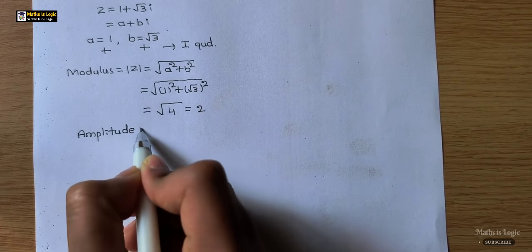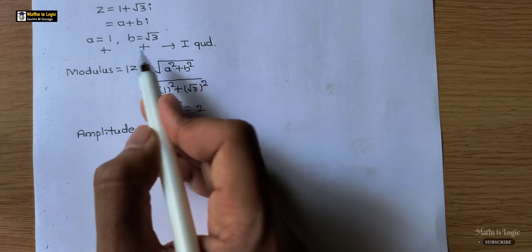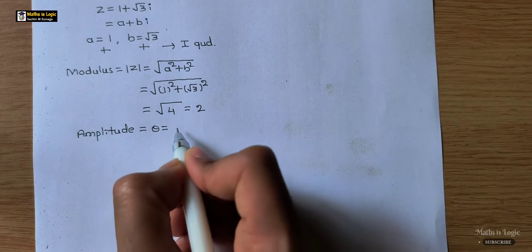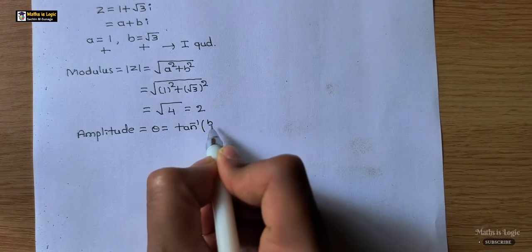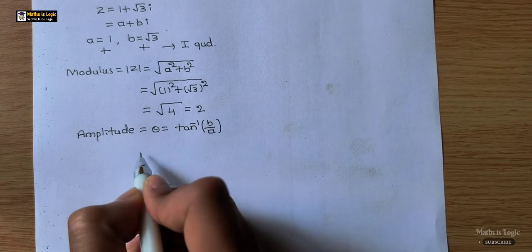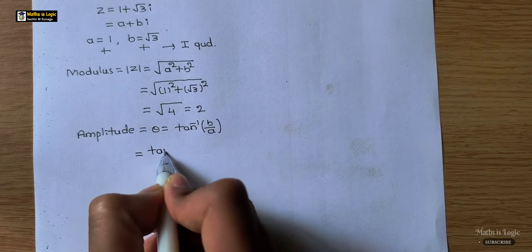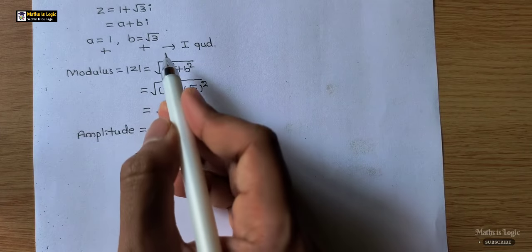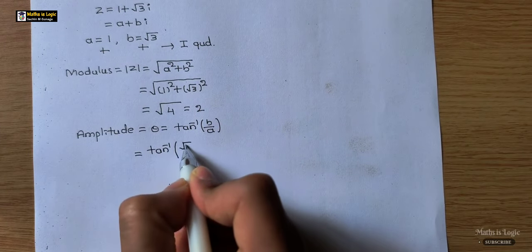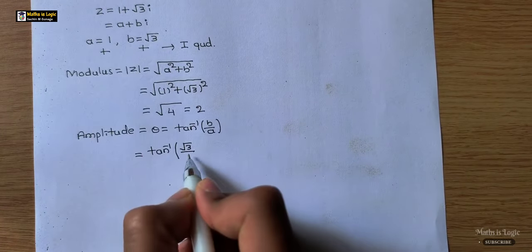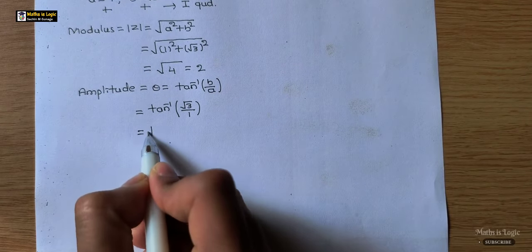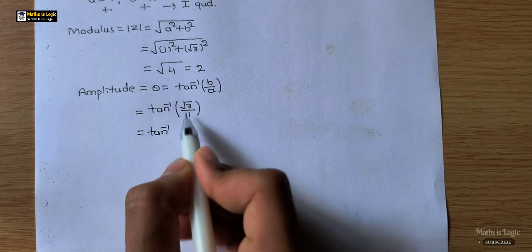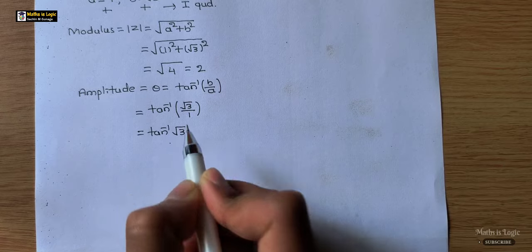So amplitude is nothing but theta. So it comes in the first quadrant. Therefore, theta formula is tan inverse of B divided by A. So which is equals to tan inverse of B, B is root 3 divided by A means 1. So which is equals to tan inverse of root 3 by 1, means root 3.